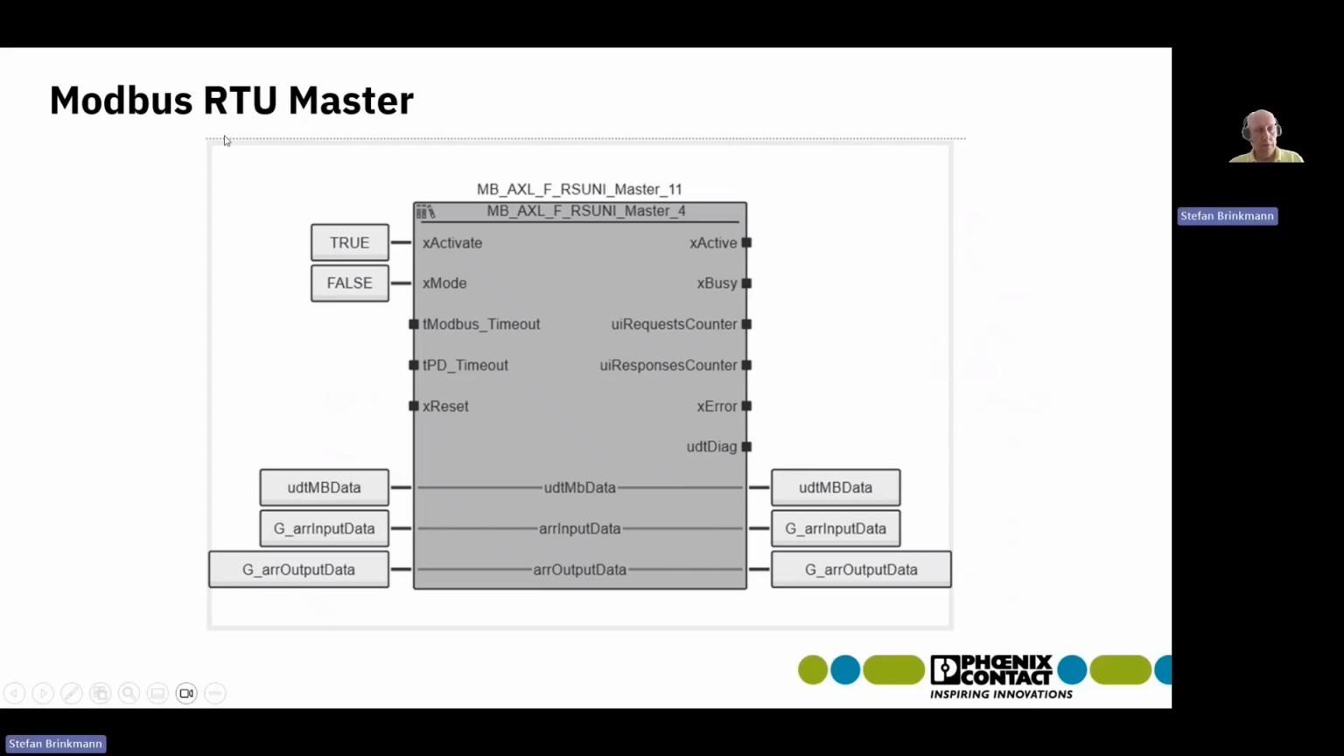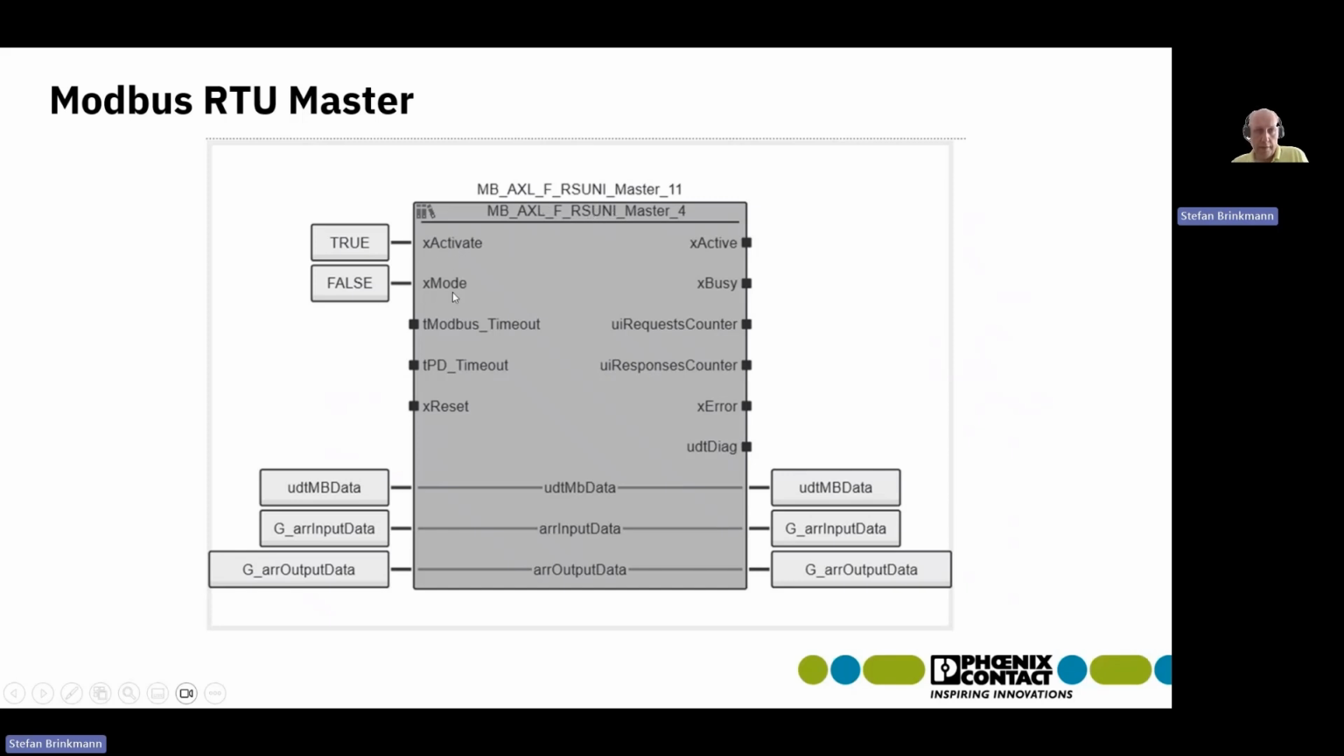So with the Modbus RTU library, the main function block is the master function block here. And as you can see here, it's called the RSUni master function block. So this function block exists for all the different Axioline modules and Inline modules that you can use. Because this is hardware specific, you need to check this out. So if you're using the RSUni module like I do, you have to use the master for the RSUni.